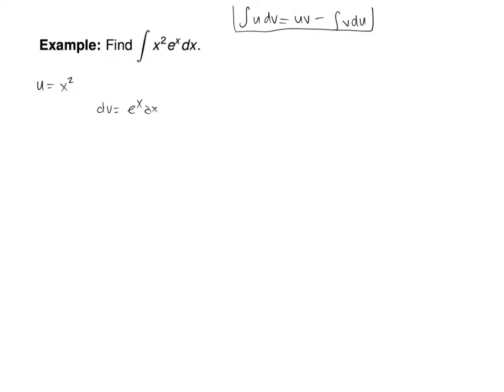Okay, so what's the derivative of x squared? 2x. We'll say 2x dx. And what's the antiderivative of e to the x? E to the x. Okay, great. That one's everybody's favorite. So equals uv, so x squared e to the x, minus integral v du. Can I pull that 2 out in front right away? Is that all right? So 2x e to the x dx.